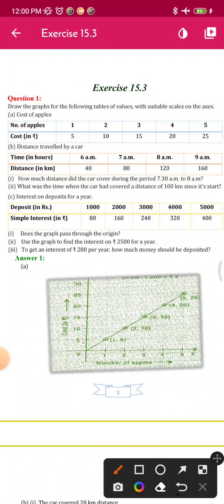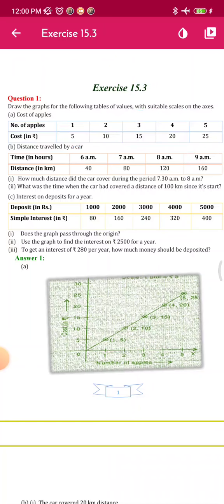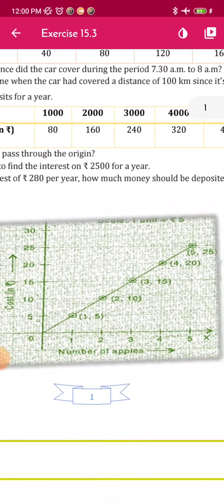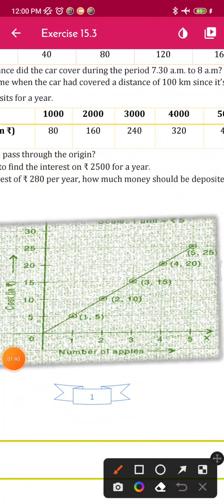So one apple costs 5 rupees, 2 apples cost 10 rupees, 3 apples cost 15 rupees, 4 apples cost 20, and similarly 5 apples cost 25. Here we have to plot this on graph paper. So here we have a graph paper. You can see carefully here.